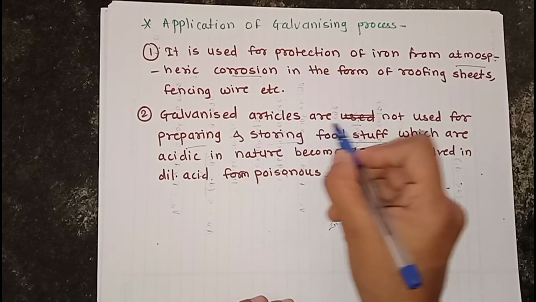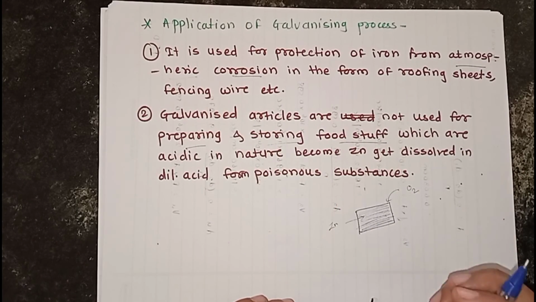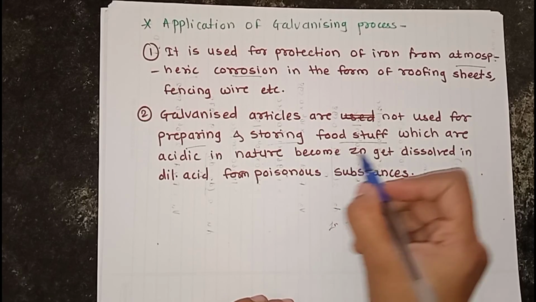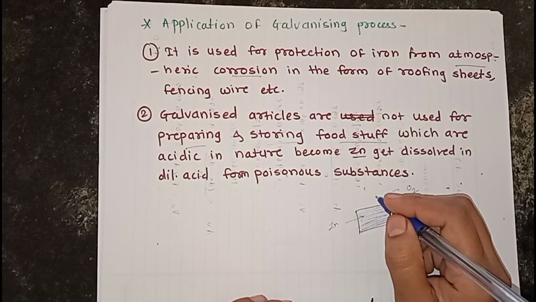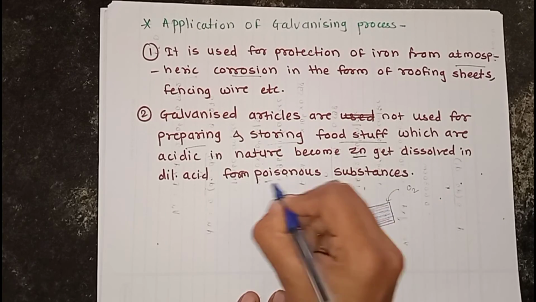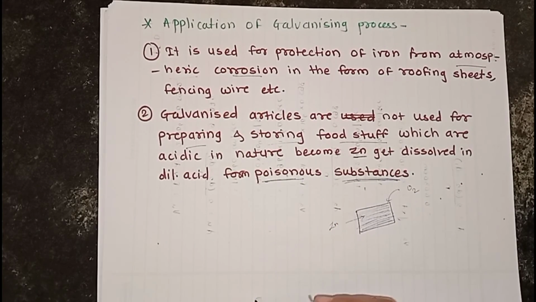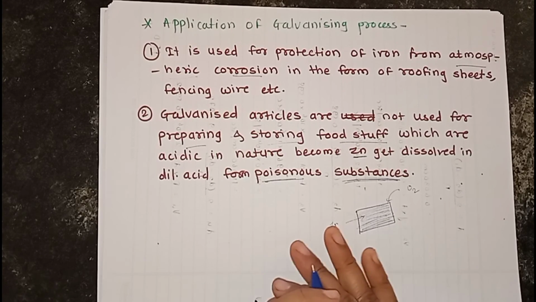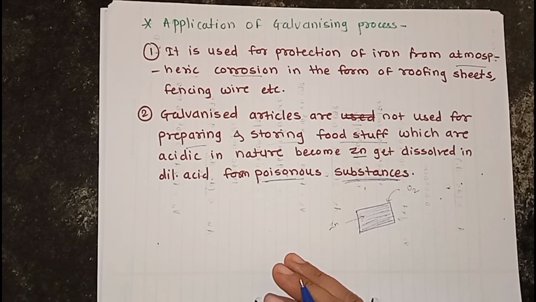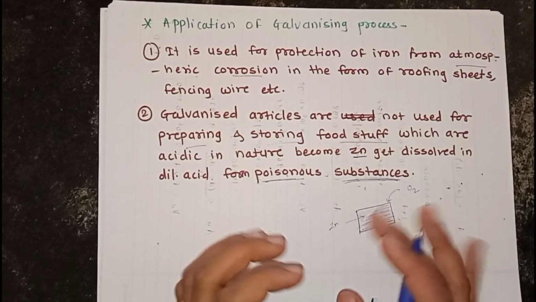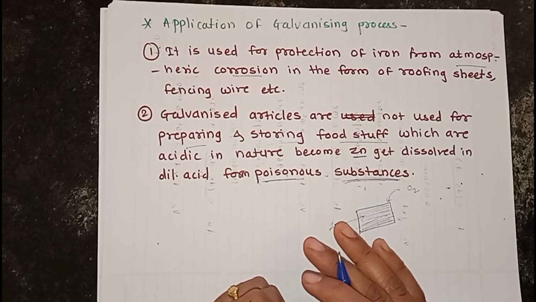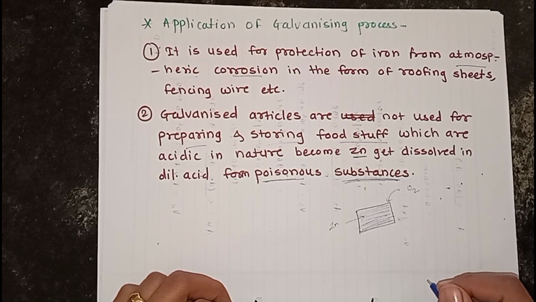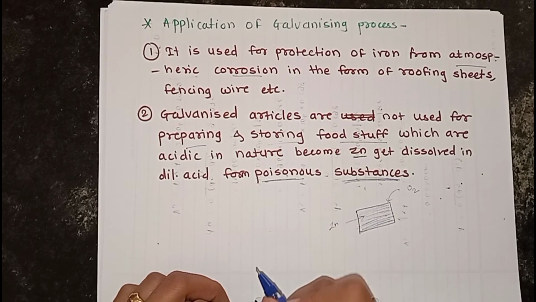So that's why galvanized articles are not used for storing food substances, because zinc will react with these food substances and form poisonous zinc compounds. So that's why these galvanized articles are not used for storing food substances. Okay, so these are the two applications of this galvanizing process, and we have also discussed the galvanizing process in detail. In the next video we will discuss the second process of hot dipping, the tinning process. Thank you.